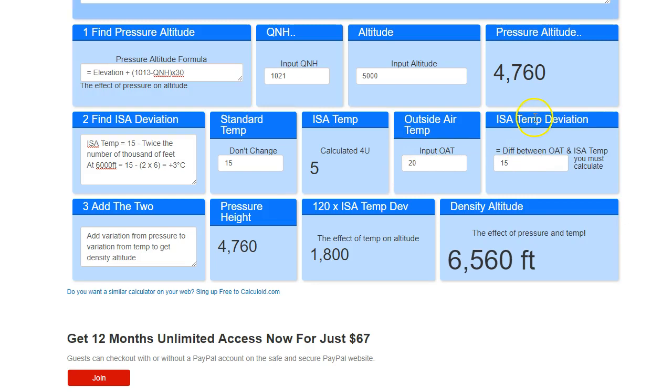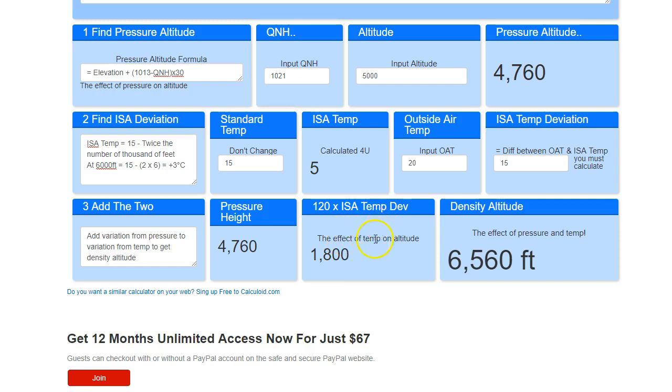Now once you know the ISA deviation, you can then go on to step 3. So step 3 is times your ISA temp deviation, this number here, by 120, and you will get this number here. Okay, now that means because the temperature is 15 degrees warmer, it is having an 1800 foot effect on our altitude for our lift and the performance of our aircraft.